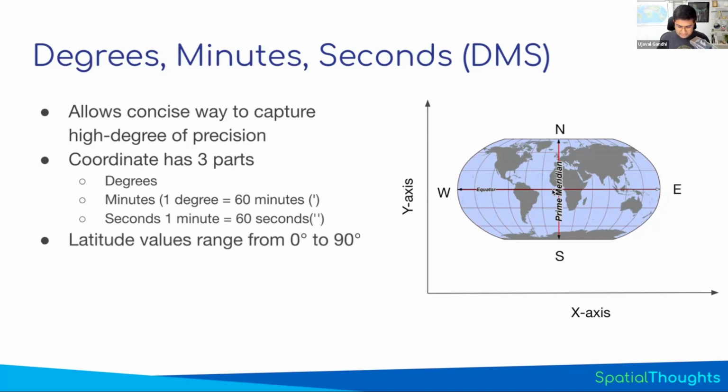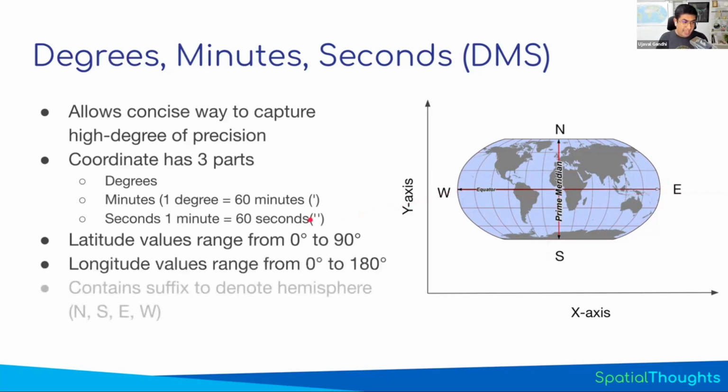Latitude values go from 0 at the equator all the way to plus 90 at the North Pole, minus 90 at the South Pole. Longitude goes from 0 to plus 180 towards east and minus 180 towards west. If the value is above the equator, you'll say this is north. If it's below the equator, you'll say south. If it's west of the prime meridian, you say west, and east otherwise. Right? So this is the system that surveyors use to represent coordinates.